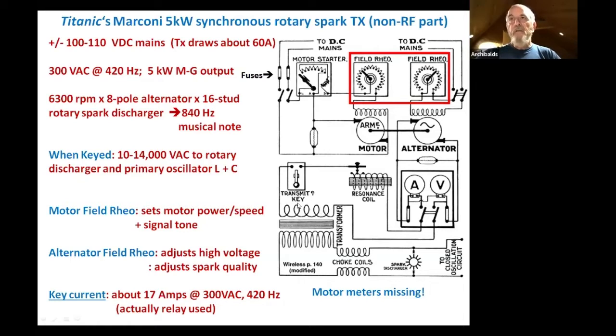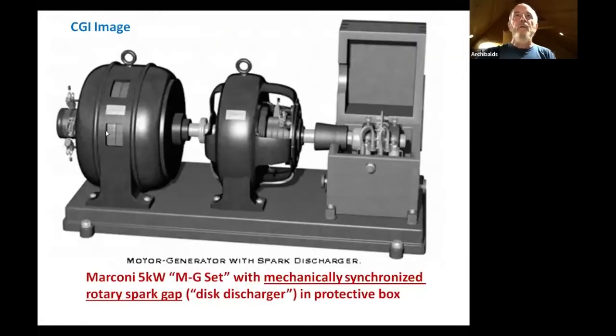This takes the 300 volts, bumps it up to 10 to 14,000 volts DC at half an ampere. A real electric chair if you make a mistake. Choke coils to let the DC through, keep the RF on this side. And now we're going to go over into the rest of it. Okay, this is what the motor generator set looked like.